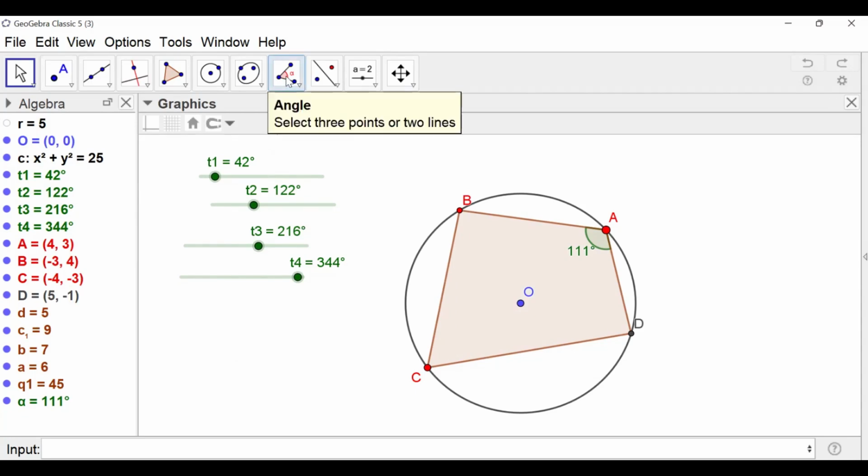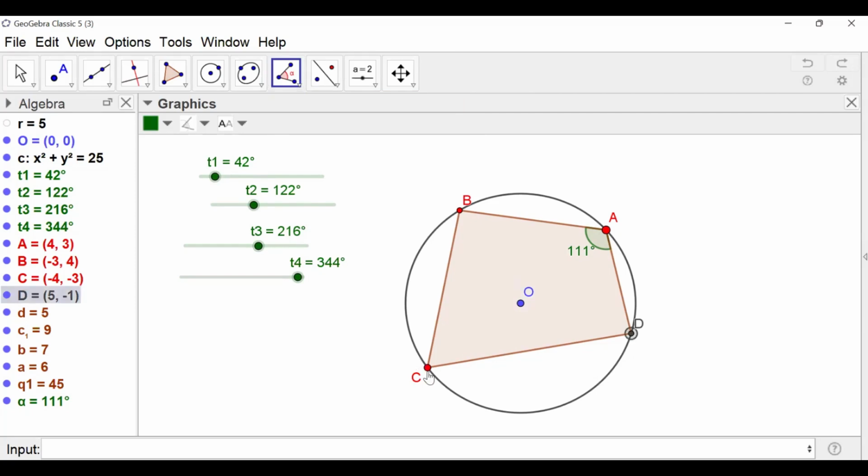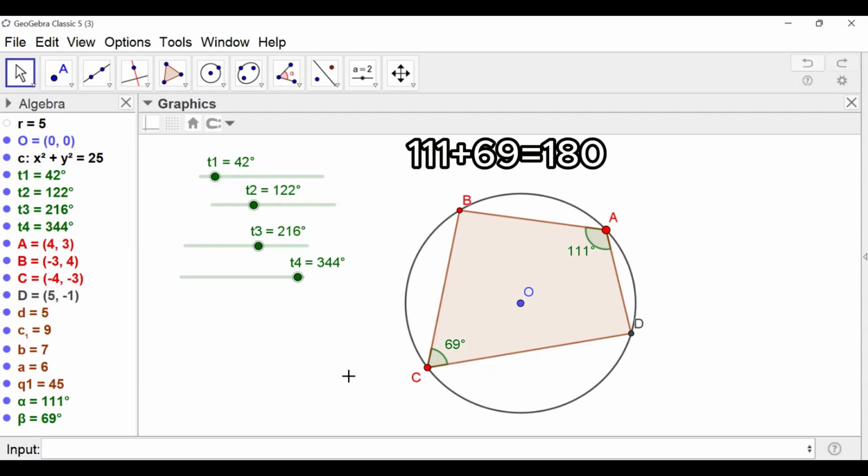Now, I want to see angle DCB. We are moving in a clockwise direction. Angle DCB. Wow, guys. We have 69 degrees. If you add up 111 degrees and 69 degrees, it gives you 180 degrees, guys. That is the theorem. The theorem says the sum of the opposite angles of a cyclic quadrilateral is supplementary. That is, it adds up to 180 degrees.